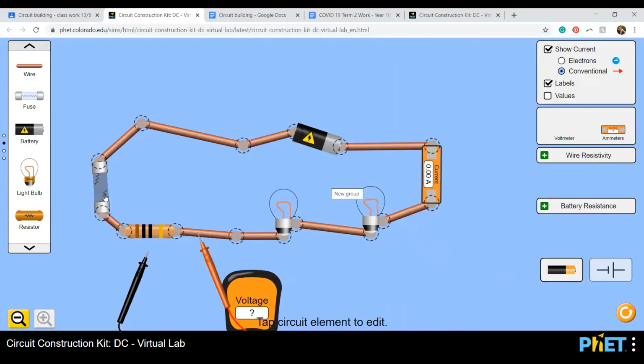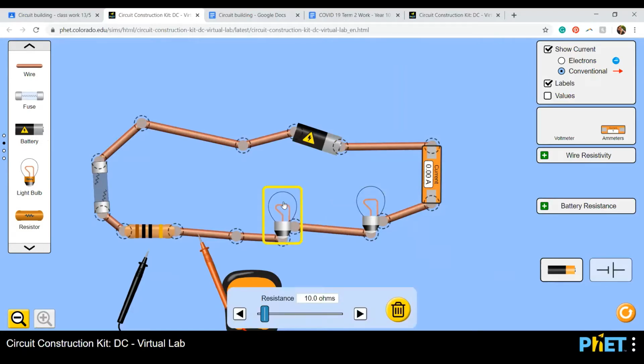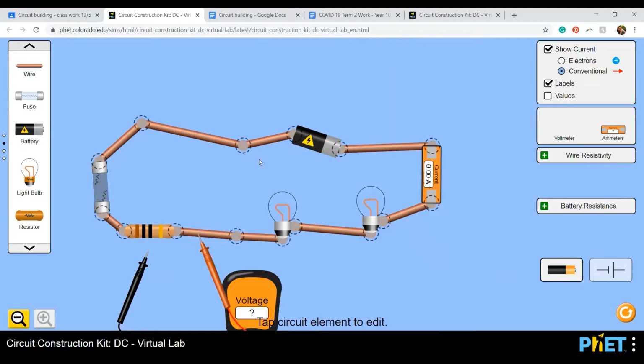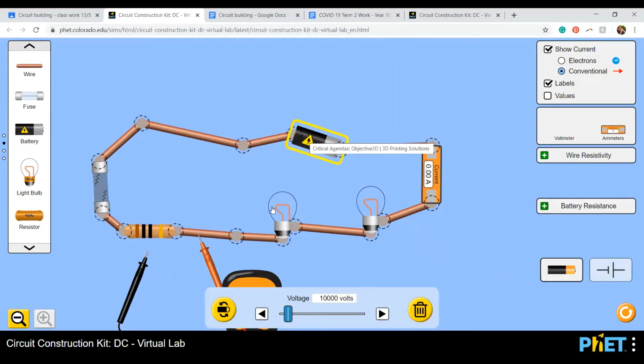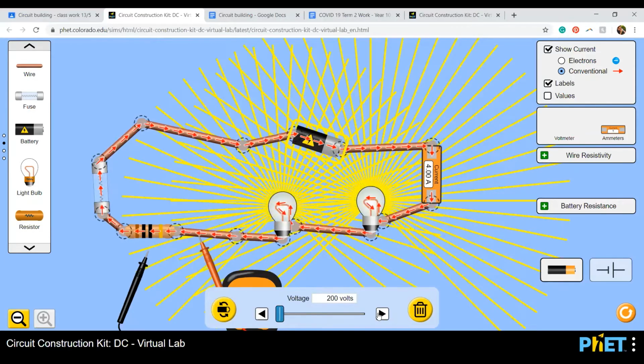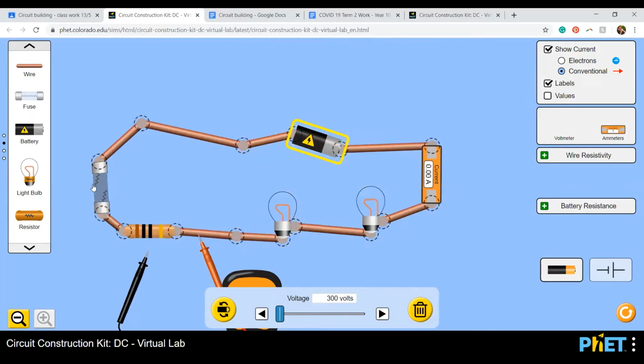So the fuse breaks because that's what a fuse does. It's designed to break rather than destroying the rest of your circuit. And yeah, so I can maybe reset the fuse. I don't know. We can turn this down to like 100. Can I reset it? Yeah, there we go. But watch, if I start cranking up the voltage, eventually, bang, it pops the fuse.